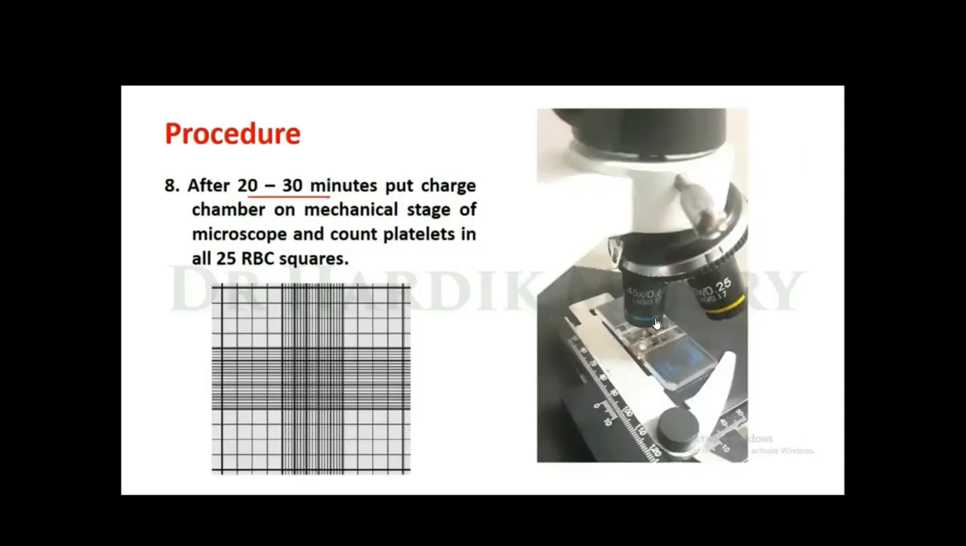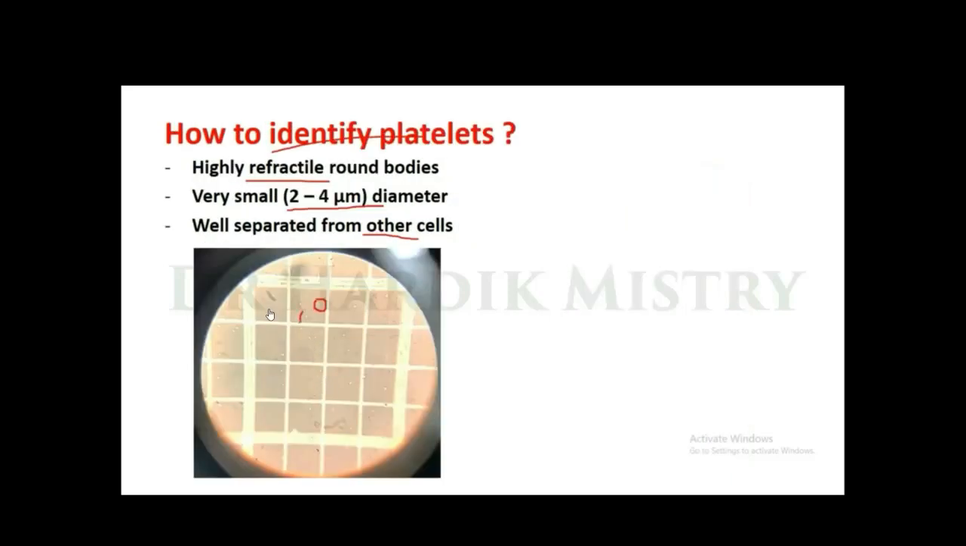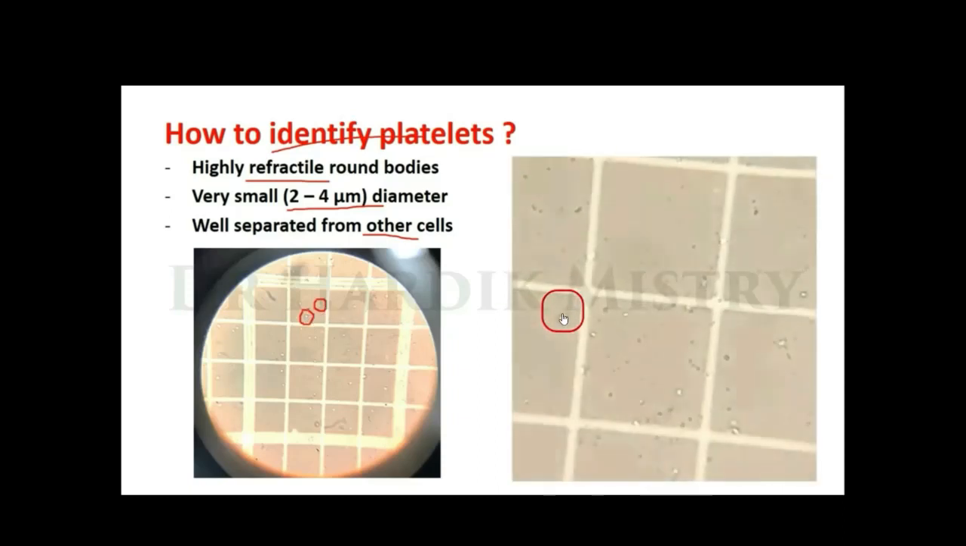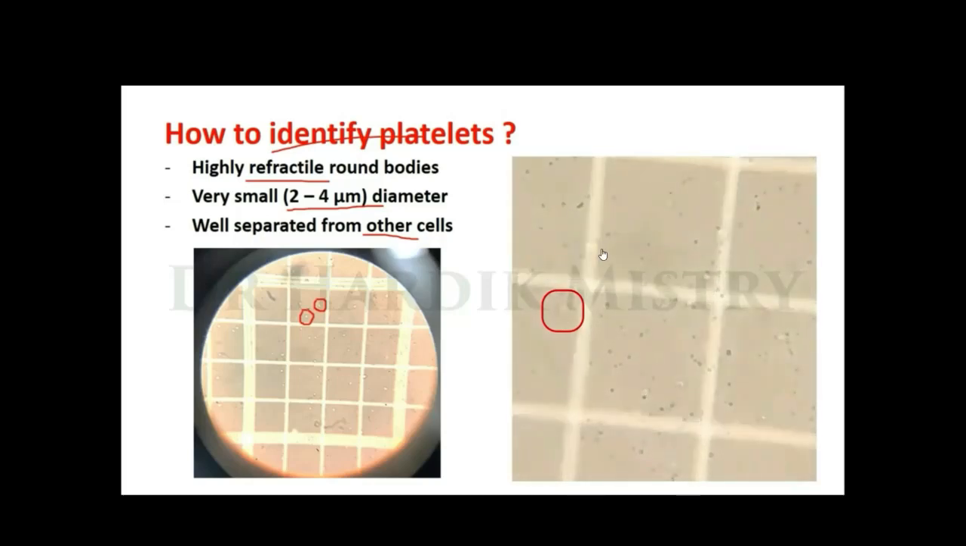Now after this you have to focus in the microscope at 40x in all the 25 central squares. Now this is how the platelet looks. You can see this looks like refractile bodies, and when you do the fine adjustment, the platelet comes and goes. See, you can see here.